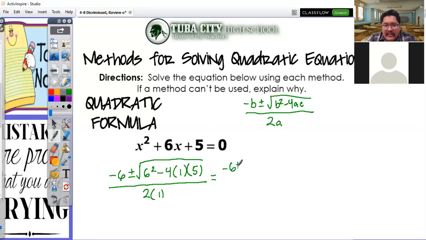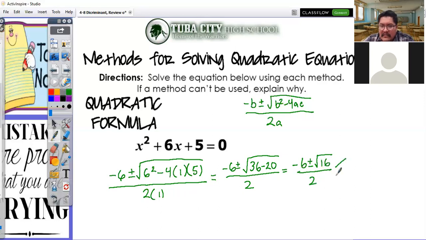And before we even start finishing the problem, we could probably tell what kind of problem we're looking at. So in this case here, I'd have 36 minus 20 over 2 times 1, which is just going to be 2, -6 plus and minus the square root of 16 over 2. And I can take the square root of 16.